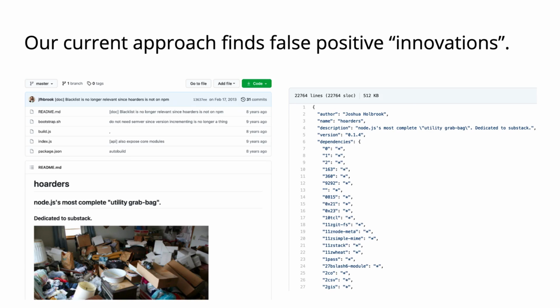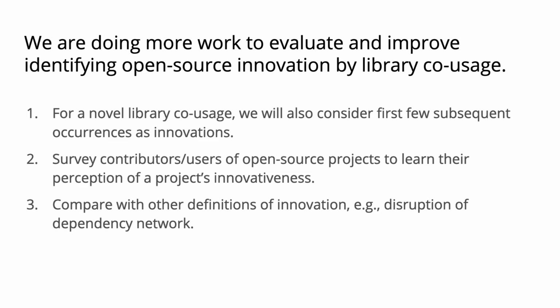For example, here is a repository called Hoarders. As the name suggests, it hoards a huge number of npm packages. The package.json file is well over 20,000 lines, yet it is not actually making use of any of these packages. Our current approach picked up many pairs of packages as novel co-usage in this repository, which were wrongly regarded as innovations. This particular issue may be mitigated by the first improvement we are planning, which is to consider the first few occurrences of a library co-usage as innovations, rather than only the very first one.